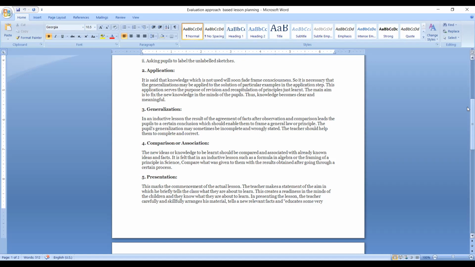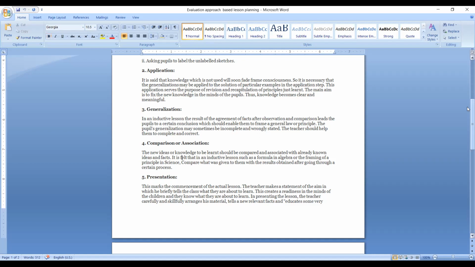It is felt that in an inductive lesson, such as a formula in algebra or the framing of a principle in science, we compare what was given to them with the result obtained after going through a certain process. So comparison and association are two very important terms for a student teacher to keep in mind. Whatever you are teaching, you have to make your students understand that they have to associate their previous knowledge and compare it also.